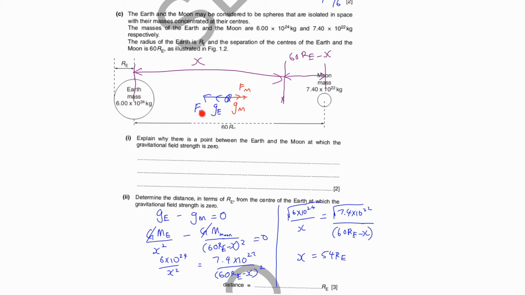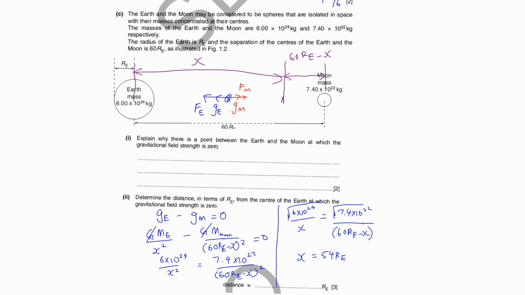Why attracted to the Earth? Because mass and mass will always attract according to Newton's law of gravitation. Because I'm ignoring the Moon for a while. So between the test mass and the Earth, definitely attract. Now I'm just trying to show you the field strength of the Earth at this point is to the left.